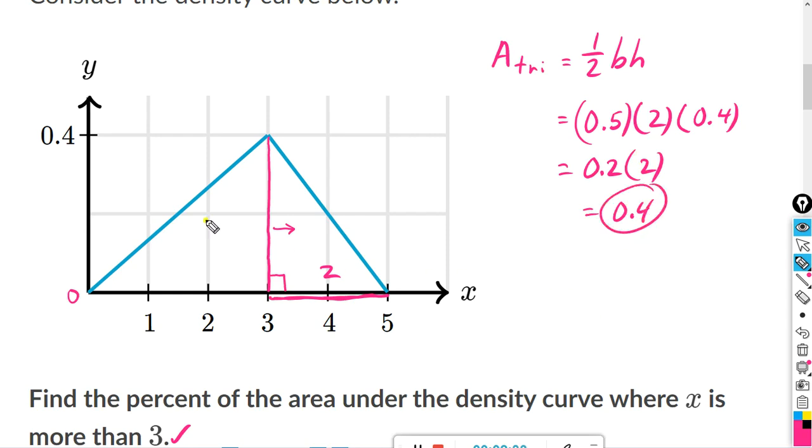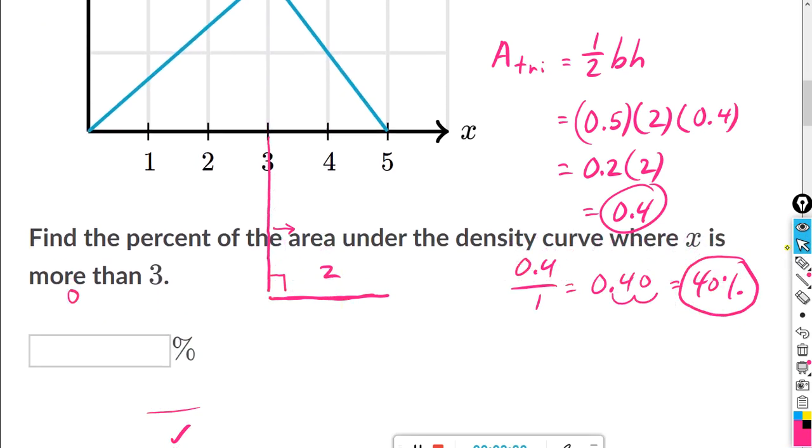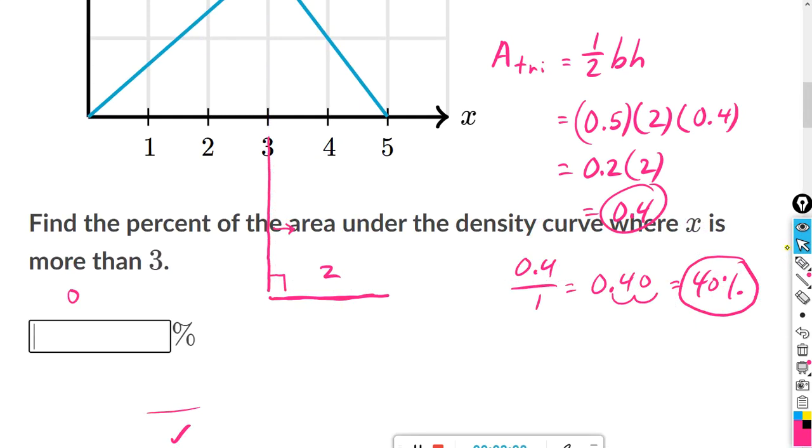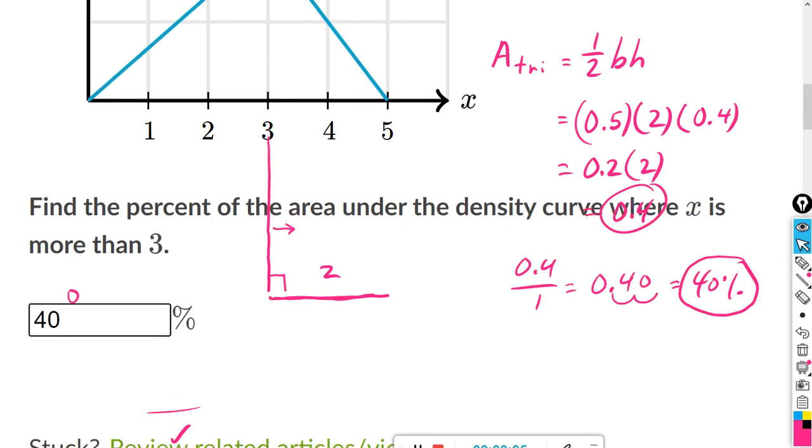Okay, so the whole thing is 1, and this triangle here is 0.4. So the percent of the area, it's just 0.4 divided by 1, which is still 0.4. If we convert that to percentage, you simply move the decimal over 2 places, and that's going to be 40%. So that's it. Enter in terms of percent, and it's just 40.